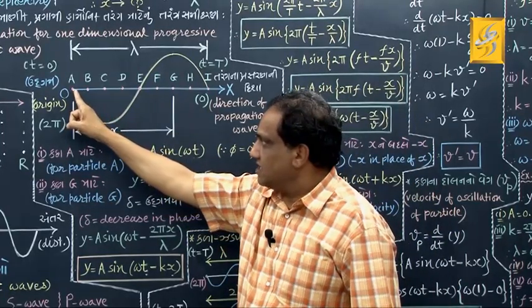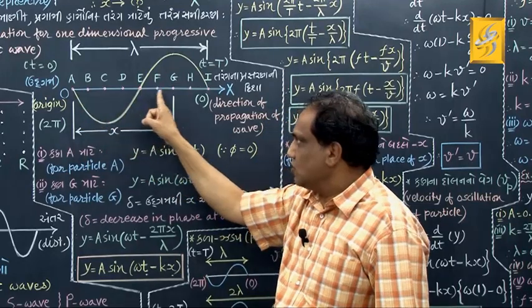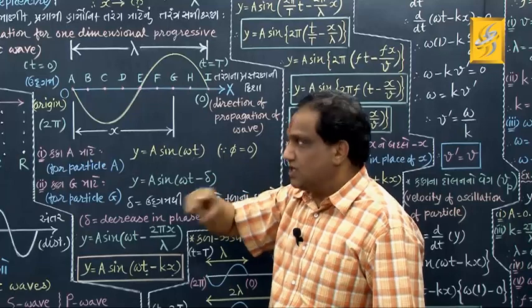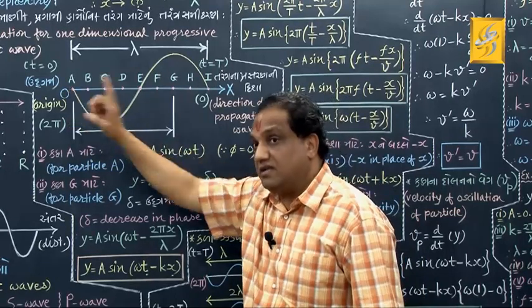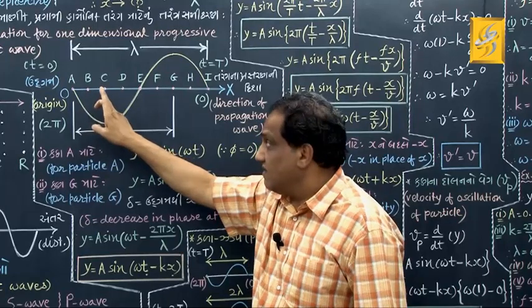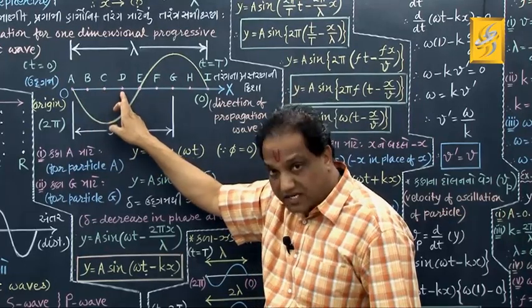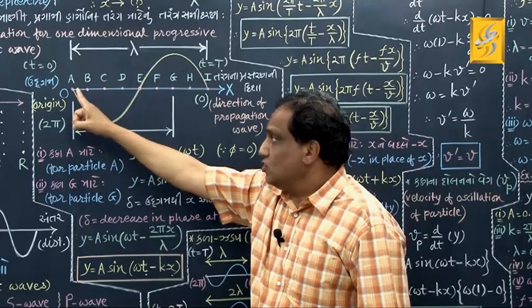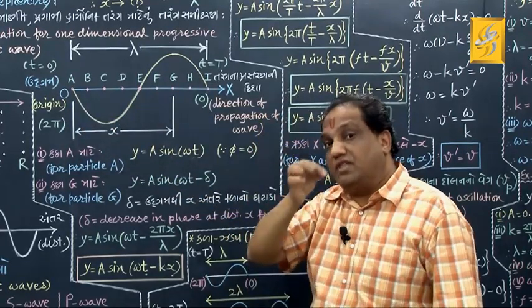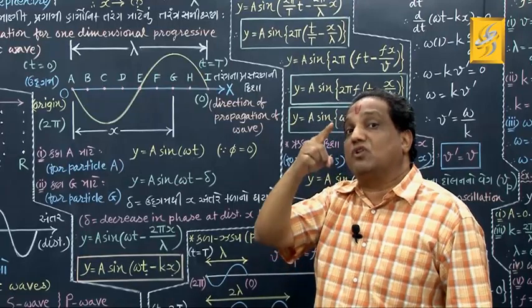The energy is given to the subsequent particles, so all these particles will start oscillating. What I mean to say is, the very first particle starts oscillating first, then after this particle, then after this particle, like that. So as you proceed away from the source, the particles coming in the wave will have smaller and smaller phase.